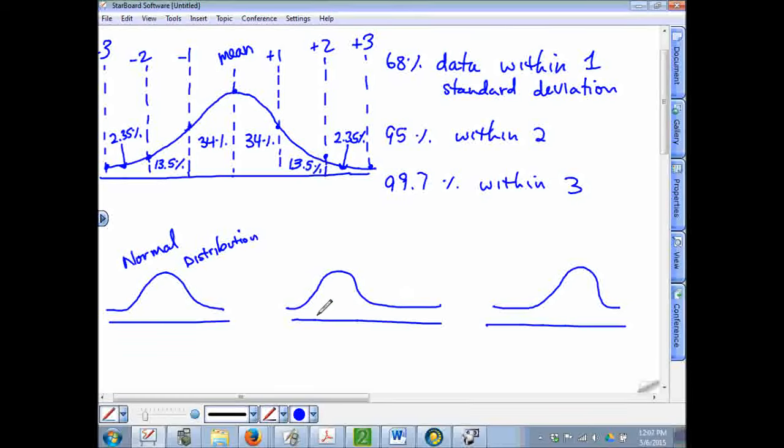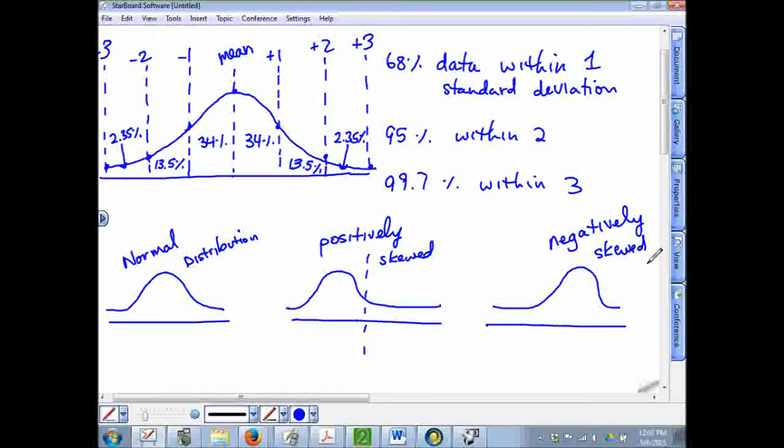Do you see how this picture is different, the one in the middle? Because the average would be right about here. So this is what's called positively skewed. The data is positively skewed. This one here would be negatively skewed. Okay.